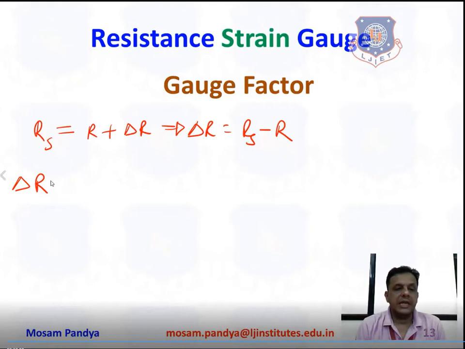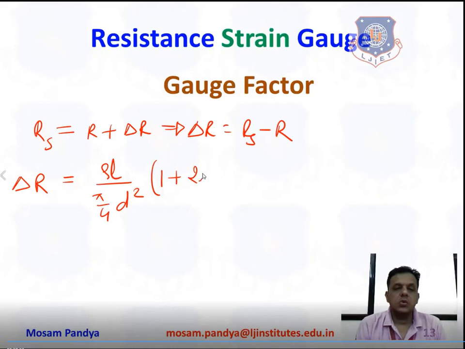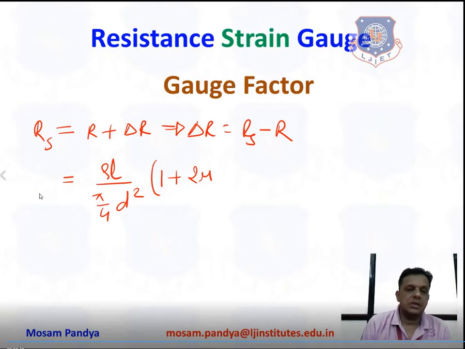Now what we'll do is subtract the quantity R from the RS. Now what is R? That is rho L by A, and that is rho L by pi by 4 d square. So here I am writing the equation straight away for RS minus R, rho L upon pi by 4 d square, and the rest of the thing, 1 plus 2 mu. Or let us say we will be rewriting this equation for the RS.